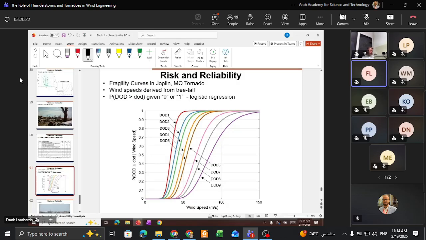This curve will tell you for DOD1, which is the threshold of visible damage, the likelihood that, given a certain wind speed, the DOD is going to be greater than or equal to that value. So if DOD1 is the damage threshold, at about 50 meters per second almost all the residential structures are going to have at least some damage. You can read it that way.